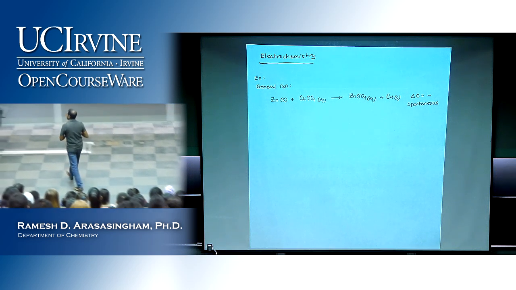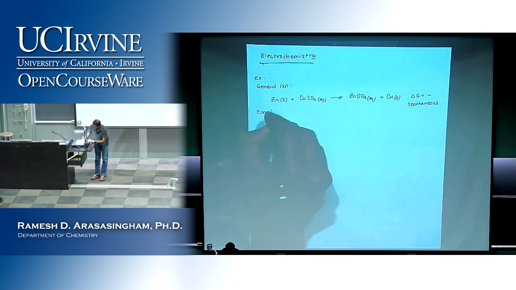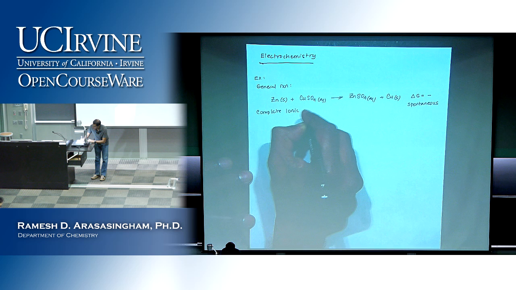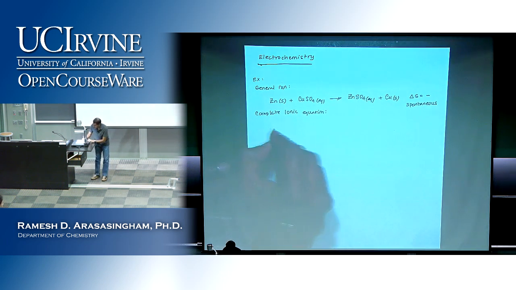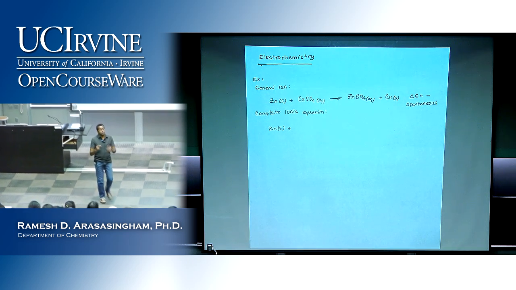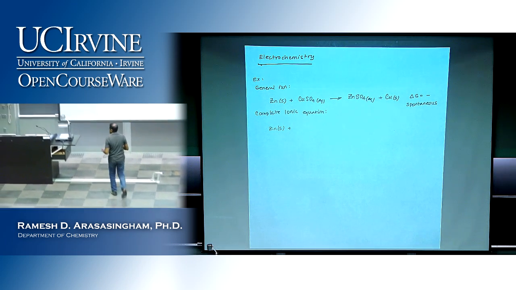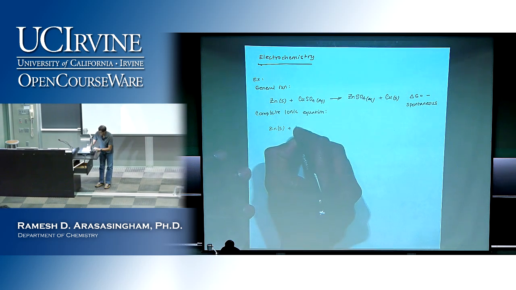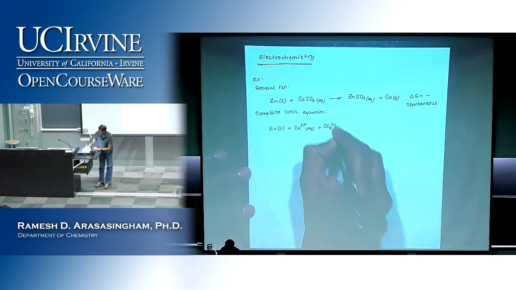Now if we want to write the complete ionic equation, we would write out all the dissociated species. So if you start with zinc, that's metallic zinc, so that does not dissociate in water. But we know copper sulfate is a soluble salt. How do you know? Solubility rules. The solubility rules tell you that copper sulfate is soluble, and if it is a soluble salt, we know that it dissociates completely to give me Cu2+ aqueous plus SO4 2- aqueous.